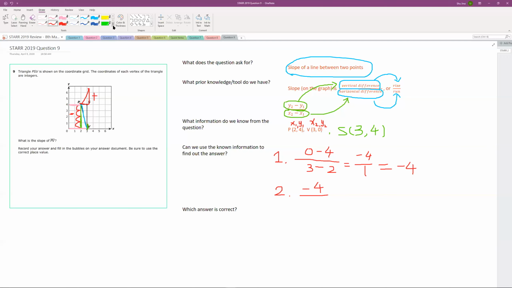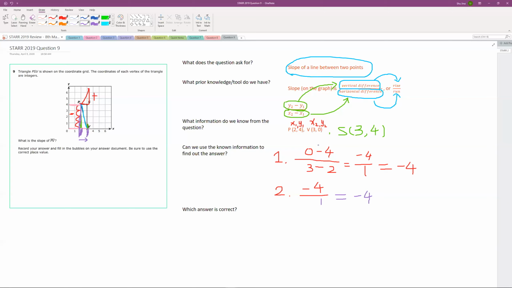Next, we're going to look at the horizontal difference between these 2 points. Here, the horizontal difference is it goes to the right by 1, right? From 2 to 3, it goes to the right by 1 unit. So the difference is 1, and this goes to the right, so it's a positive 1. So -4 divided by 1 is -4.